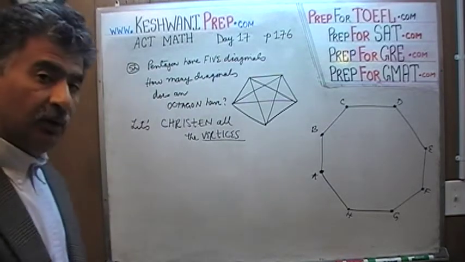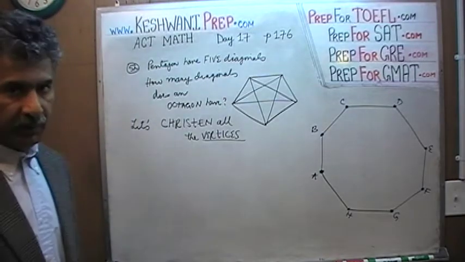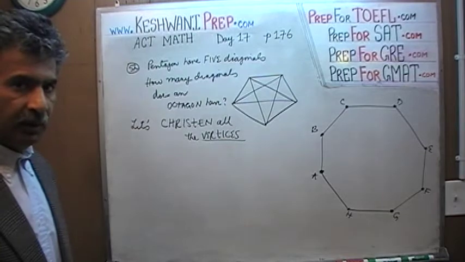Now we're going to list the diagonals. Let's enumerate all the diagonals. So we're going to start from the very top so that we can have the room. We're going to make a list of all the diagonals.